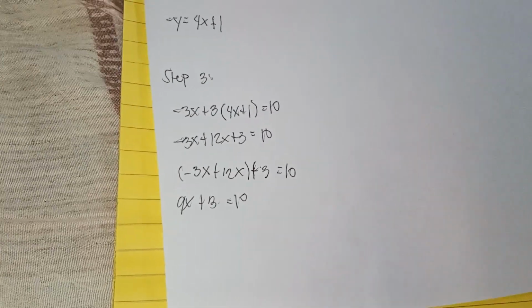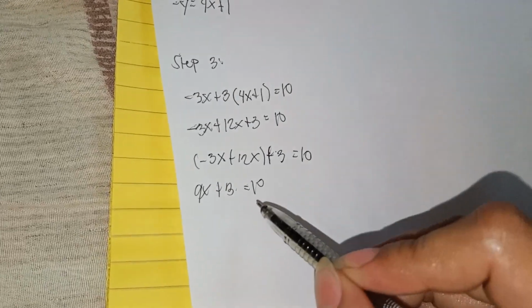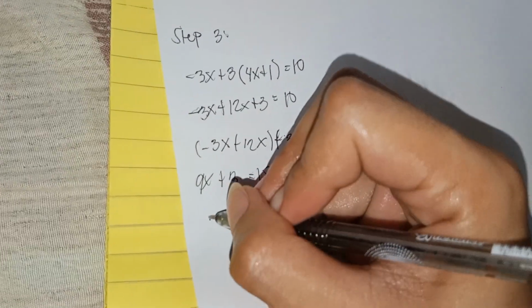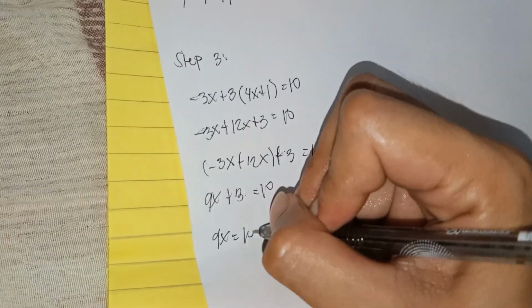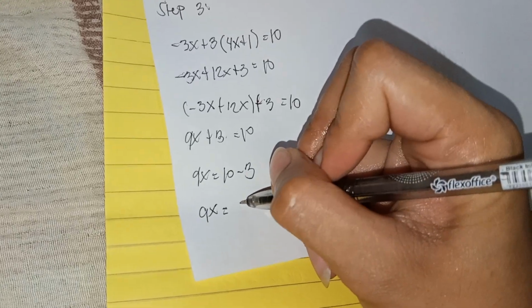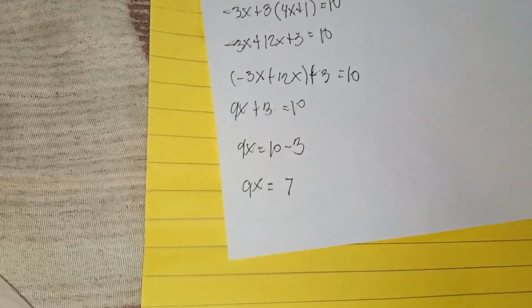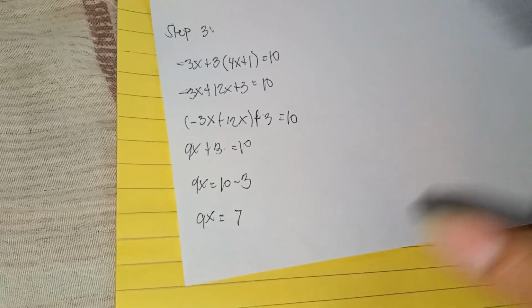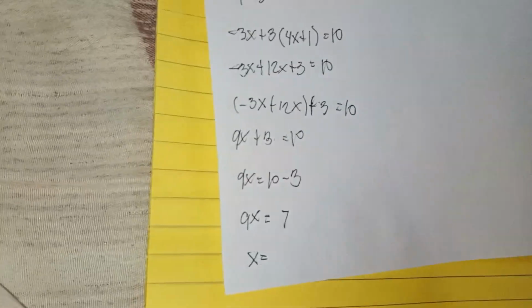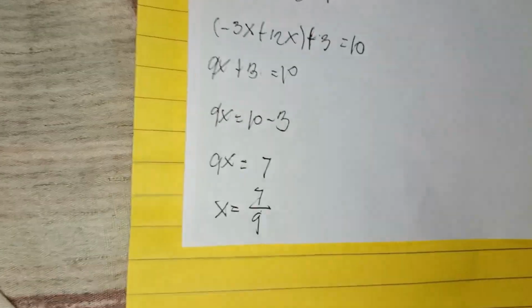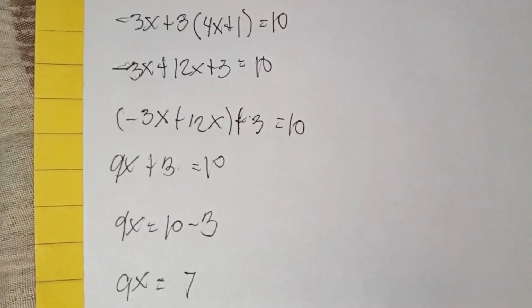So we're going to solve for x. We're going to move the 3 to the right side. So it is going to be 9x equals 10 minus 3. So we got here 9x equals 7. Then we're going to divide it by 9. So our x is 7 over 9. And that is the value of our x.